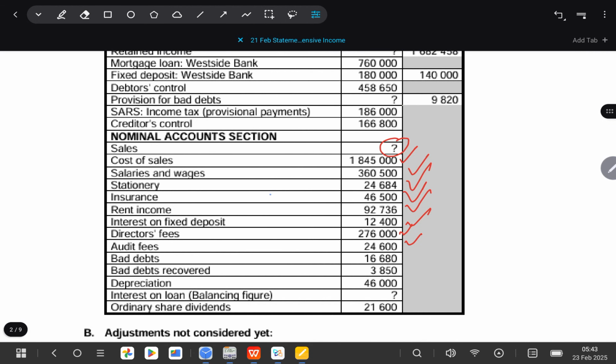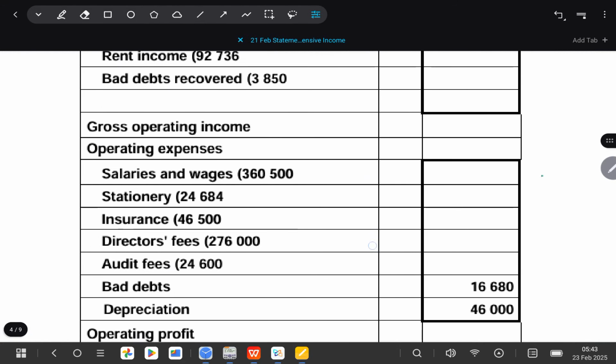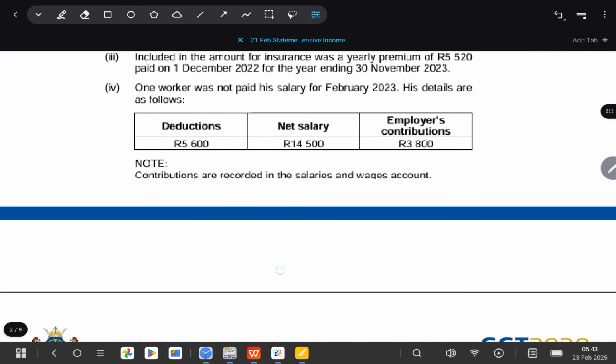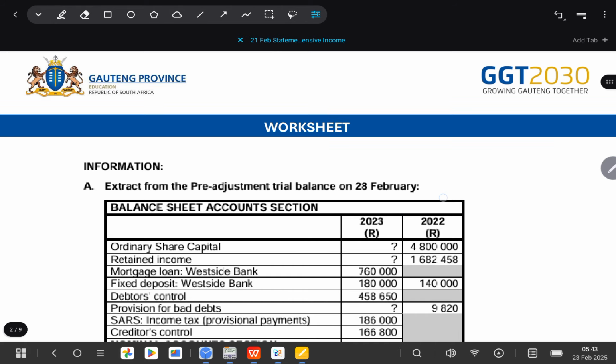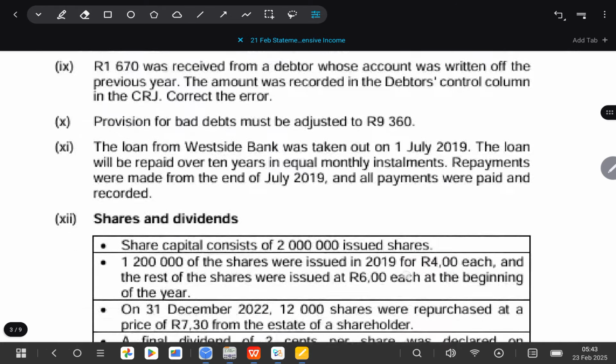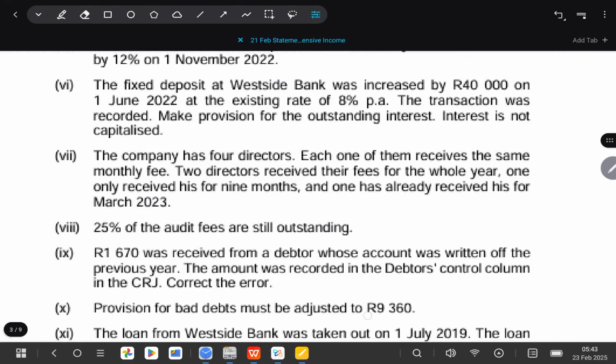And then the next one, we have bad debts for 16,680. Let's check if that information was recorded for us. So they've already recorded the final amount, so there's no need for us to do it. And also depreciation, so I'm going to tick them so that when we go to adjustments, we don't have to be going up and down. And then bad debts recovered, I think the amount was also inserted here, so they've inserted it also.